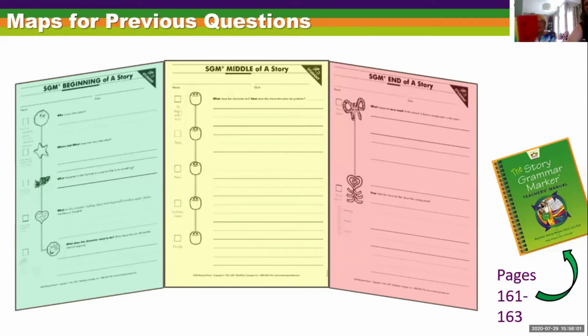Let me just stop sharing for a second, because that makes it bigger. Yeah, this is great. I love this. So these maps are in the Story Grammar Marker manual, the original manual: the beginning of a story, the middle of a story, and the end of a story. And what you can use it for is to show students that the whole story is here, but we can make a summary by doing this, the beginning and the end.